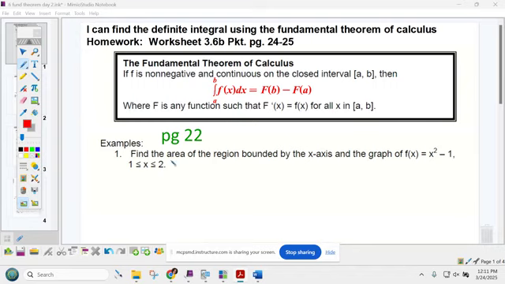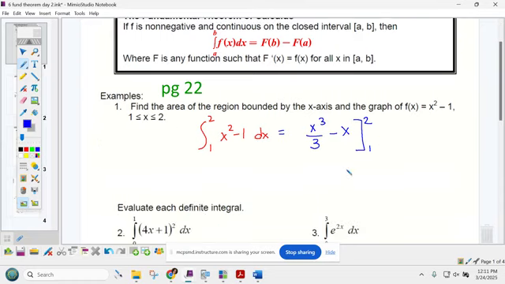So for number one, finding the area, that means integral of this function from 1 to 2. Our first step is going to be to do the antiderivative. Add 1 to the power, divide by the new power. And we put the values of the integral, the 1 to 2, on the back so we don't forget them. So we're going to input 2, subtract, input 1.